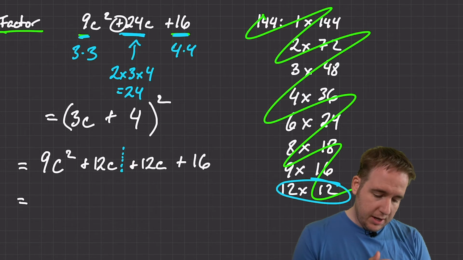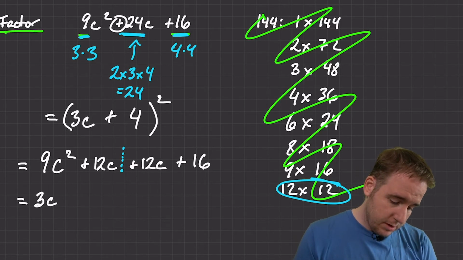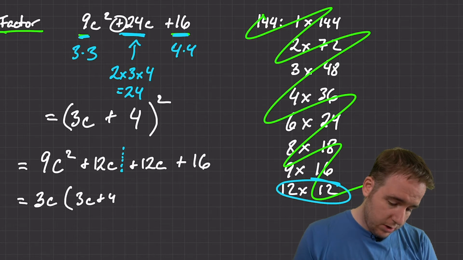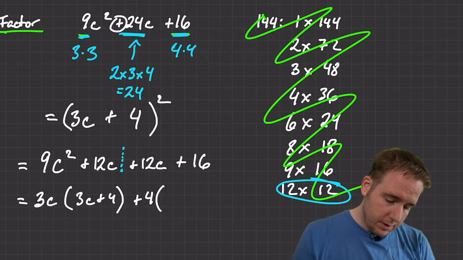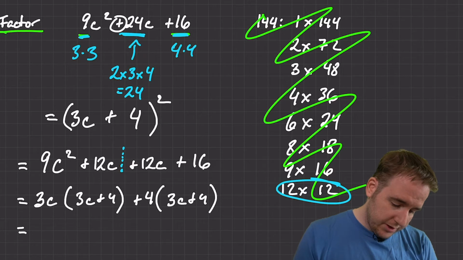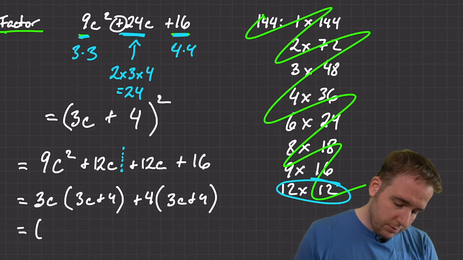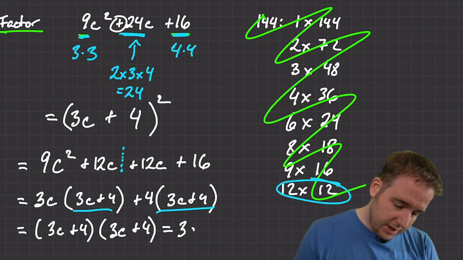On the left-hand side, both of these are divisible by 3 and c: 3c plus 4. And on this, both of them are divisible by 4: 3c plus 4. Pull out the 3c plus 4. That's these two. And I'm left with 3c plus 4, which is 3c plus 4 squared.